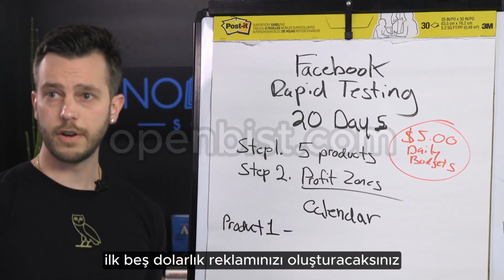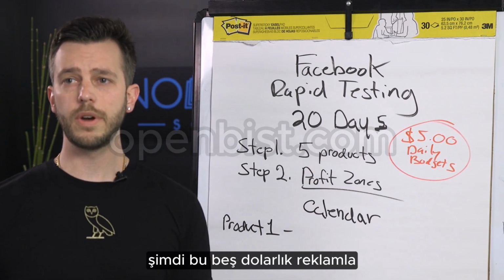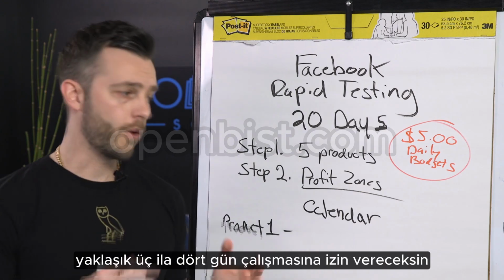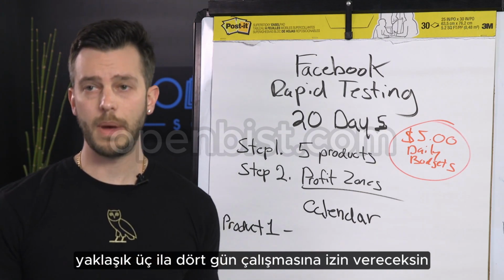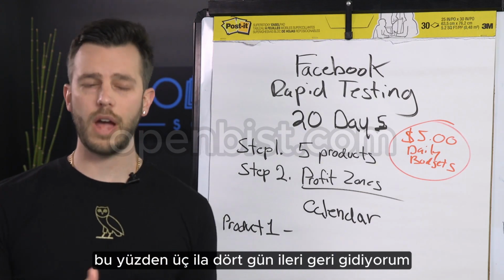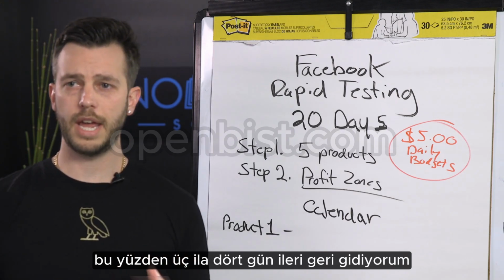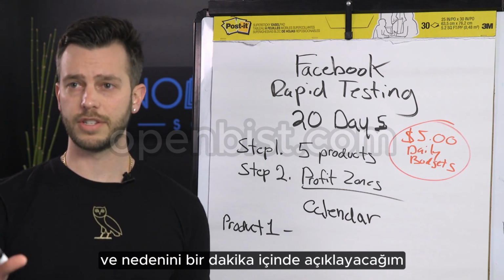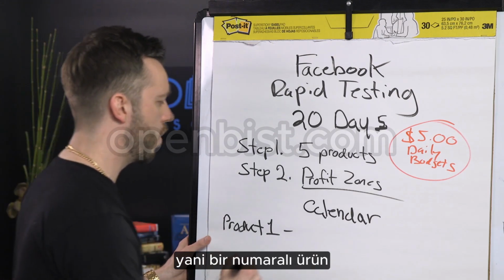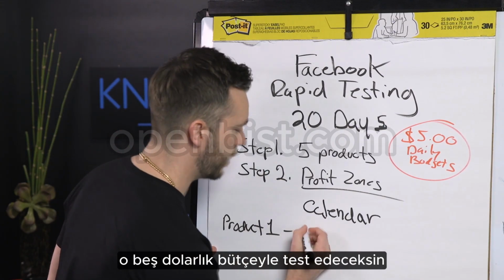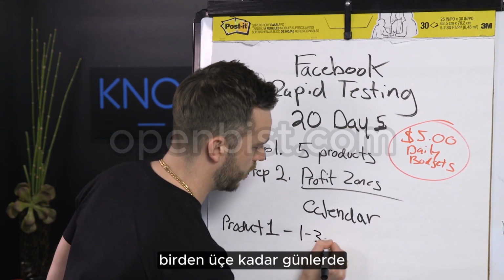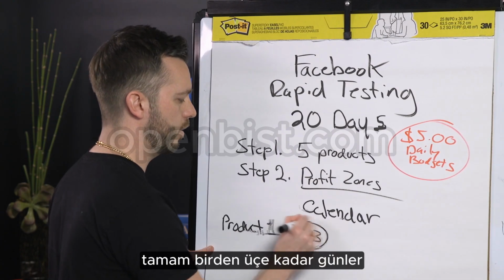You're going to build your very first $5 ad. Now, with this $5 ad, you're going to let it run for about 3 to 4 days. So I kind of go back and forth 3 to 4 days, and I'll explain why in just a minute. So product number 1, you're going to test with that $5 budget on days 1 through 3. All right, so days 1 through 3.